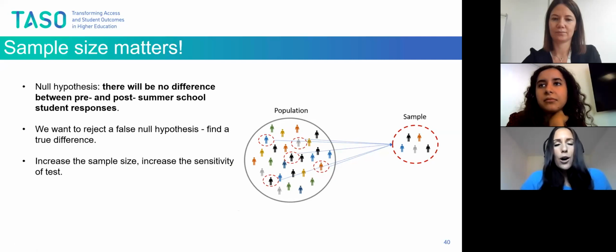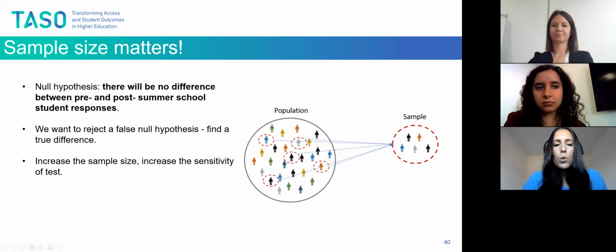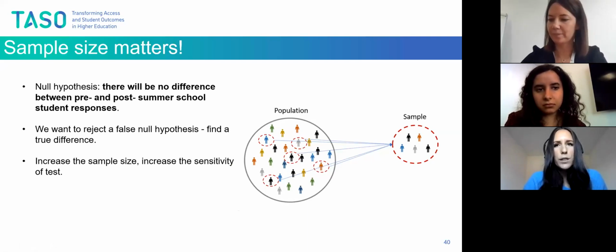If we've got quite a large sample size, and if we increase the sample size, it actually increases the sensitivity of our statistical test. So it makes it more likely that we'll find a true difference between our pre and post summer school scores if there is indeed a difference there.